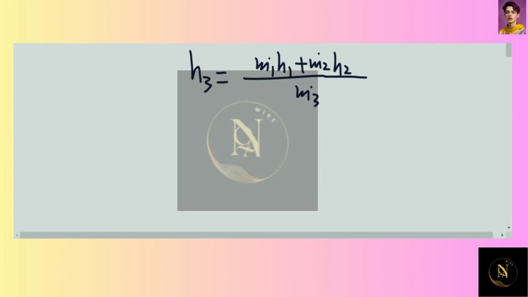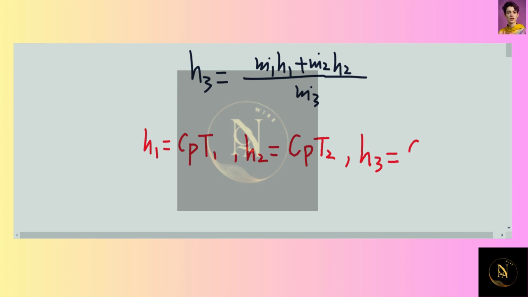Then we know H1 is equal to Cp T1. Cp here is the specific heat for the gas, and T1 is the temperature for the first ideal gas. And H2 can be expressed as Cp T2, and we know T2 is the temperature for the second ideal gas. And then H3 can be expressed as Cp T3, and T3 is the temperature for the mixture. So now let's plug it back into the equation.